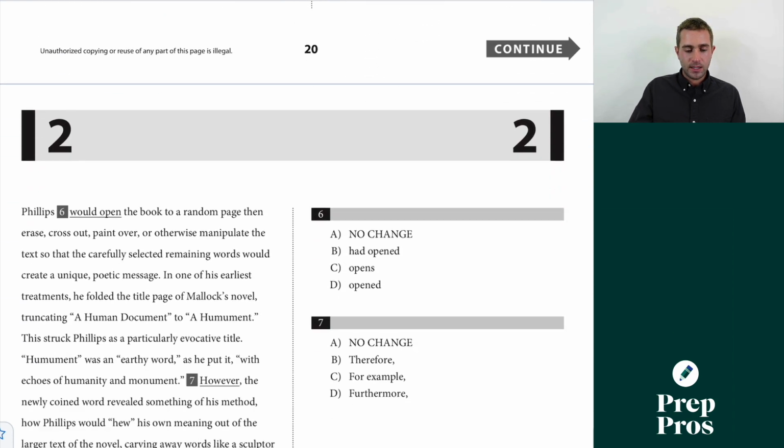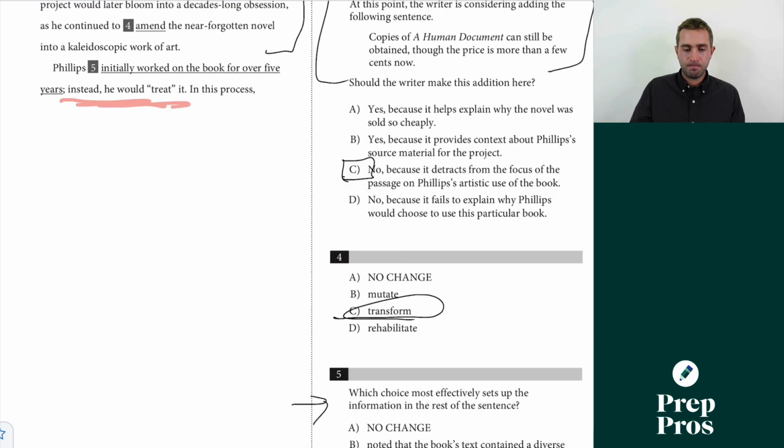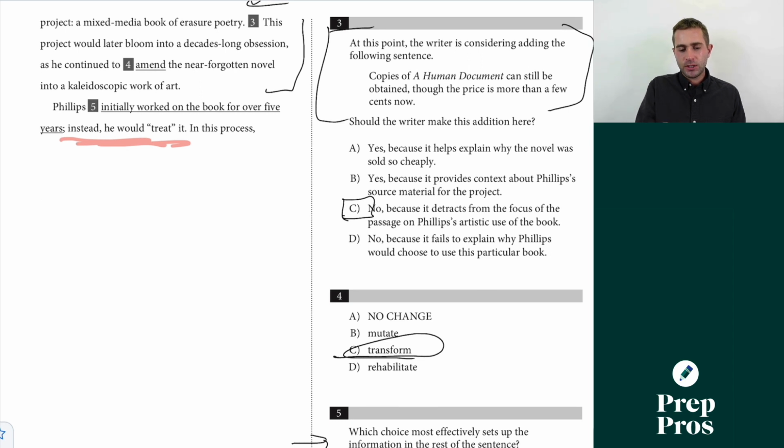So in this process, Phillips would open the book to a random page, then erase, cross out, paint over, or otherwise manipulate the text so the carefully selected remaining words would create a unique poetic message. So we're really saying, right, he's just basically using the book for this artistic purpose. He's basically crossing it out, painting it over, and he's just leaving some words alone to make something new out of it here. So Phillips initially worked on the book for over 5 years, has nothing to do with this treat it, which we got explained by the context in the following sentence here.